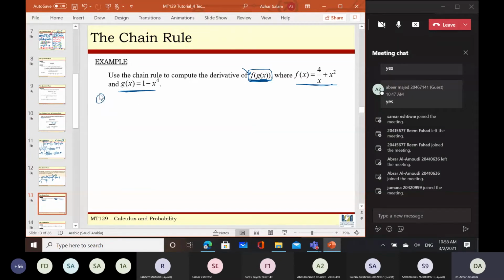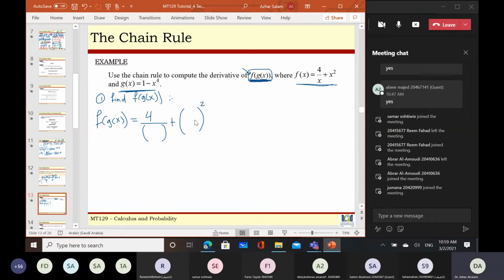So first I will find f of g of x. Okay, I will find the function first, then I will differentiate. Here f of g of x equals, أكتب نفس الدالة f. I will write the same function f. دائما أبدأ بالدالة اللي برا، الدالة الأولى. The same function f, which is 4 divided by x plus x square.